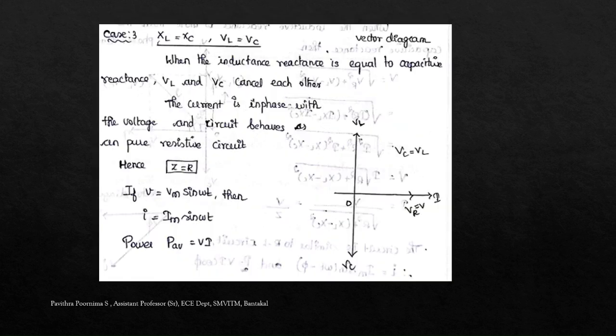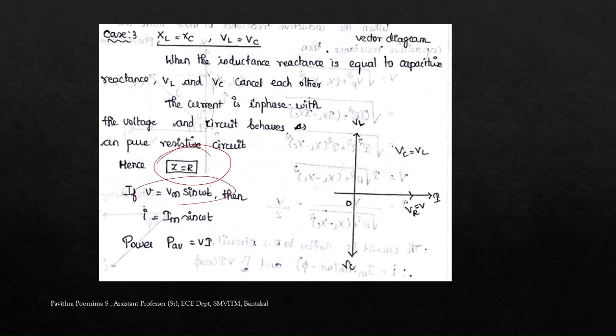And in the third case, if XL and XC both are the same, then VL equals VC, and they cancel each other. The voltage across the inductor and capacitor cancels each other, so the circuit acts as a pure resistor circuit. So Z is nothing but R, because XL and XC both will be the same and the difference is 0. So Z we get as a pure resistor circuit.